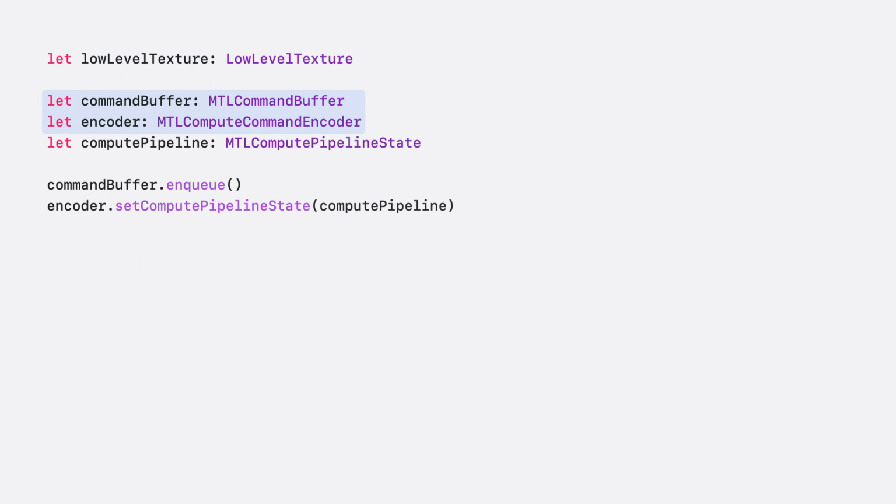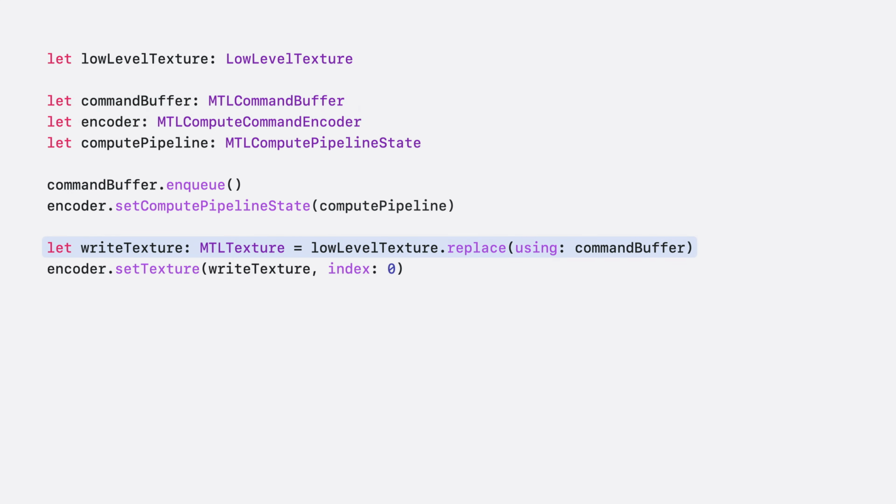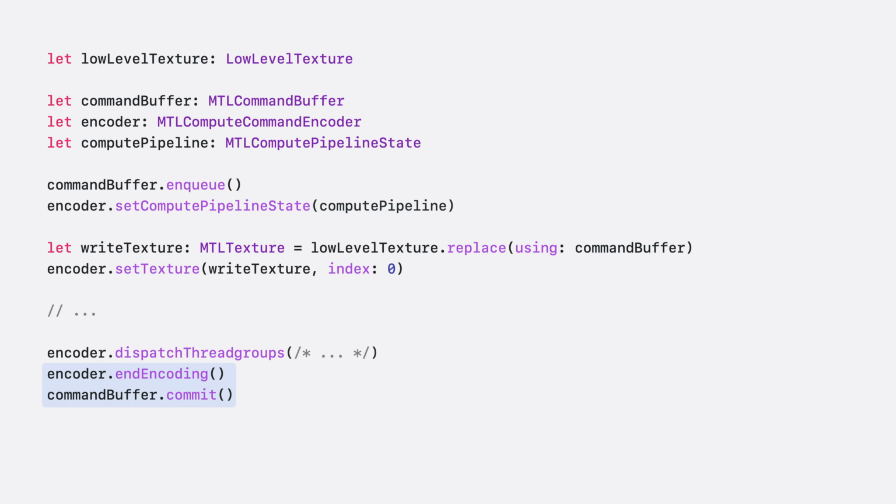You update a low-level texture on the GPU, just like a low-level mesh. First, set up our metal command buffer and compute command encoder. Next, call low-level texture replace with your command buffer. This returns a metal texture which you can write to in your compute shader. Finally, dispatch the GPU compute and commit your command buffer. When the command buffer completes, the metal texture will automatically appear in RealityKit.